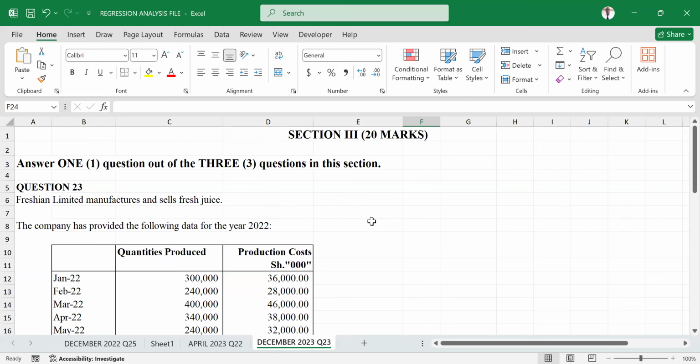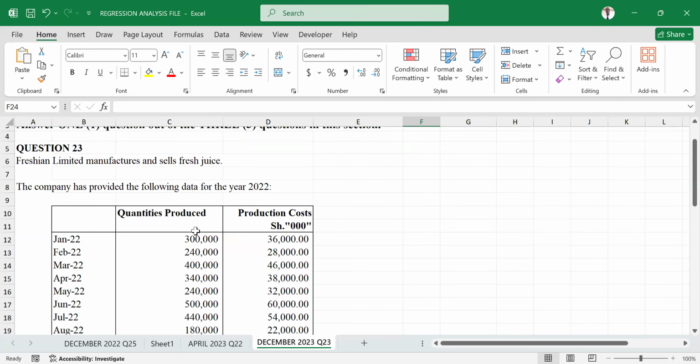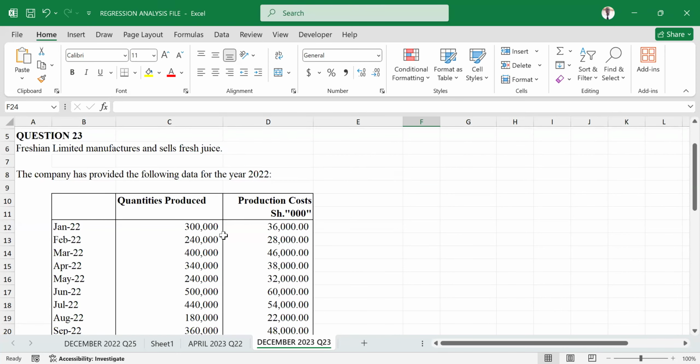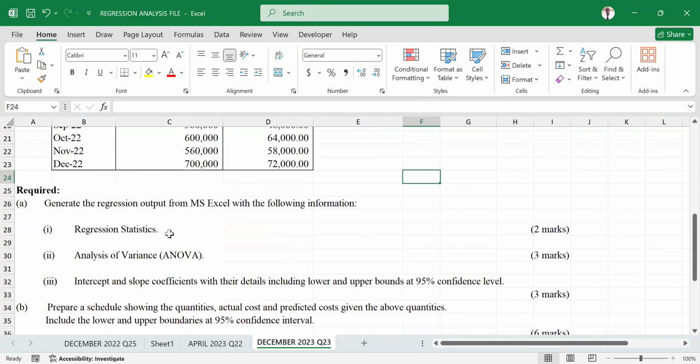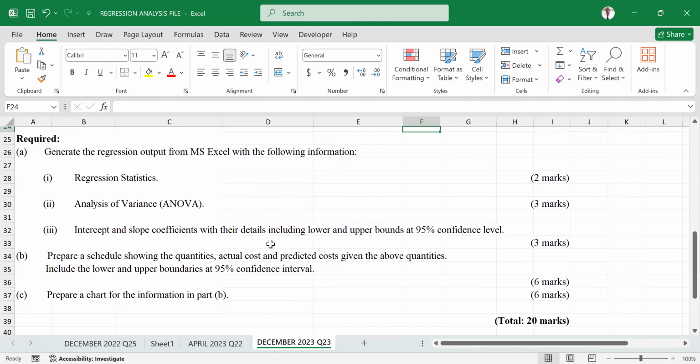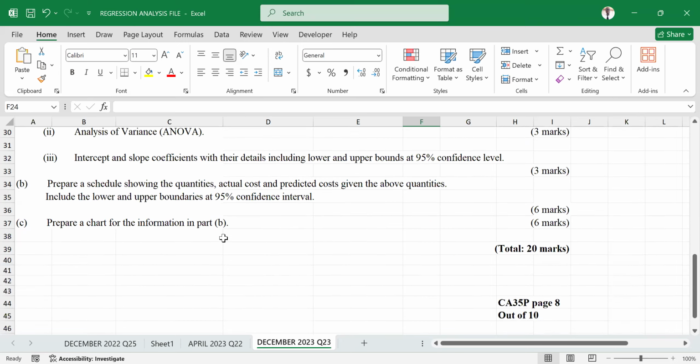Even though I can see the same concept that we already did is what is repeated in December 2023. So we may decide to skip it because I'm not seeing something that should be able to challenge you.